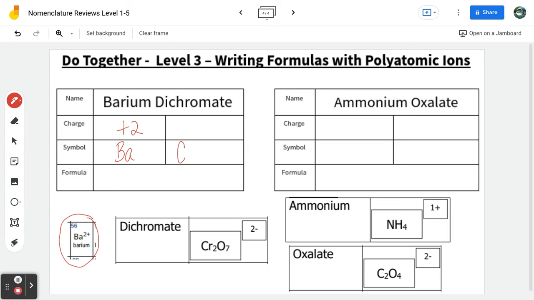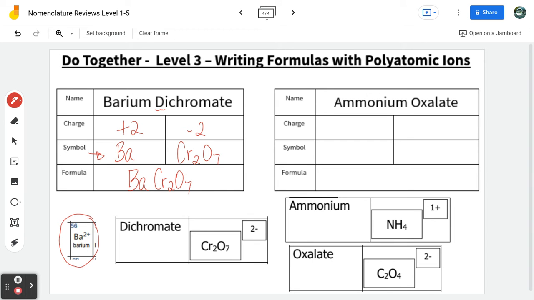So dichromate has a prefix, but it just happens to be part of its polyatomic ion name. It is still ionic, even though it has a prefix. So Cr2O7, -2 charge. And the rules say keep all symbols. So I am going to keep everything in that symbol row. BaCr2O7.